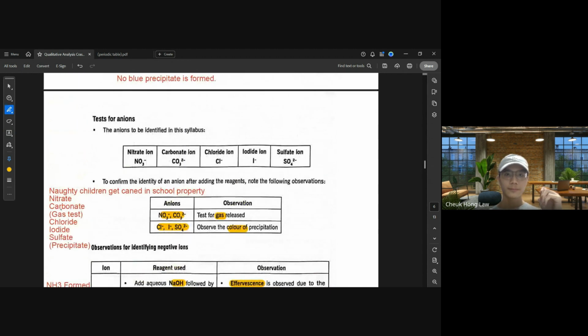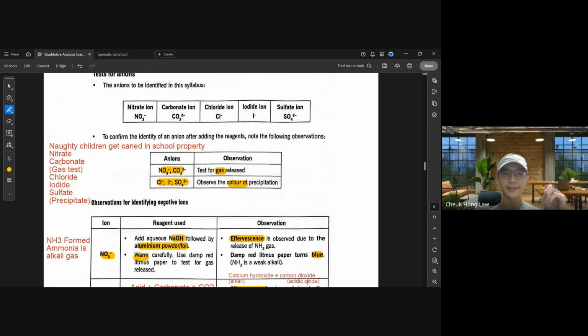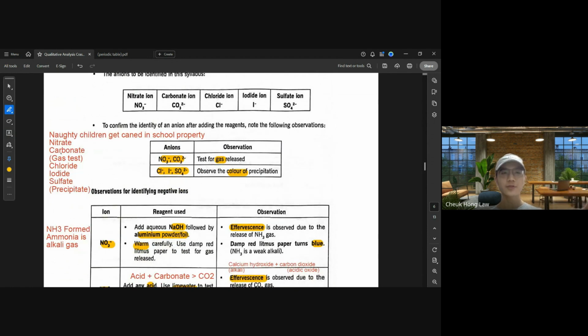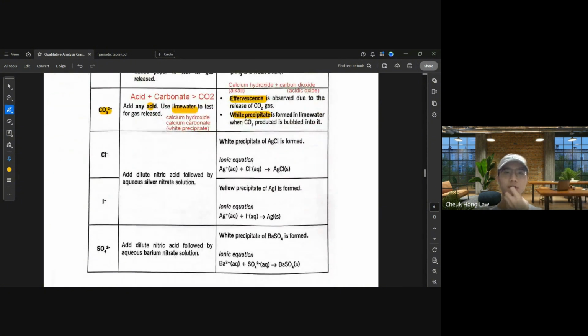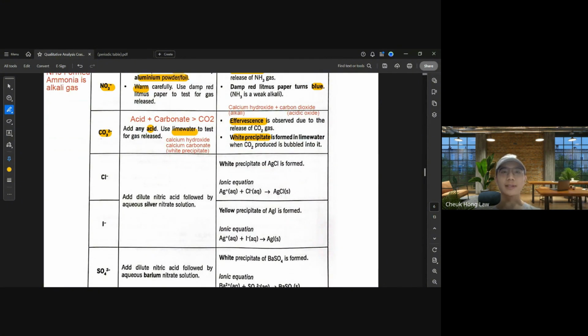All right. Next, we have chloride, iodide, and sulfate. So for these three, we'll be finding the precipitate color. For chloride and iodide, it's the same test. We'll first add dilute nitric acid followed by aqueous silver nitrate solution.